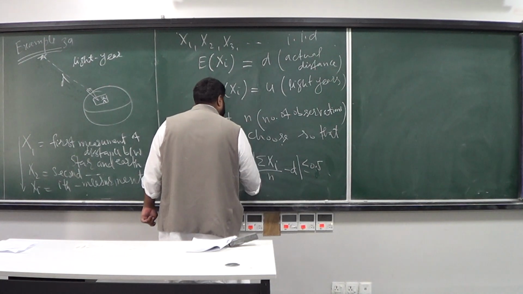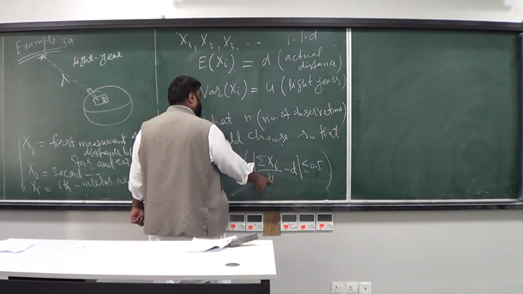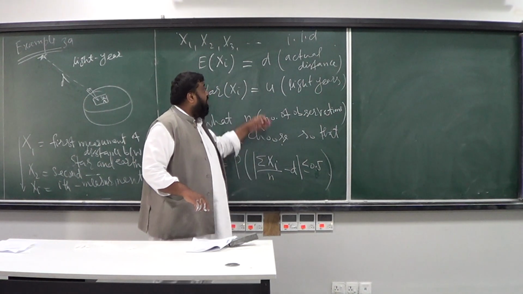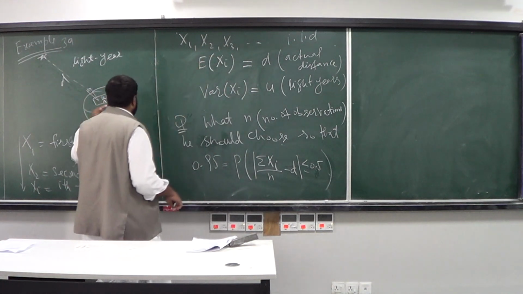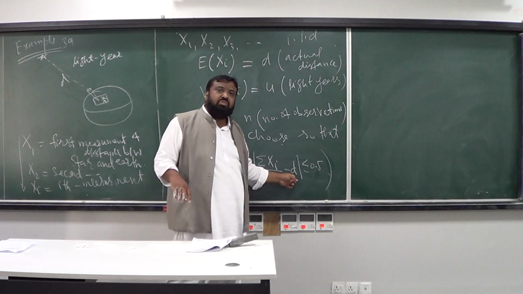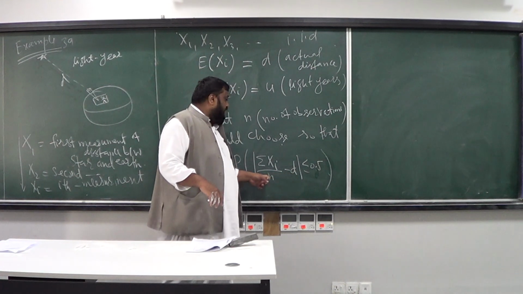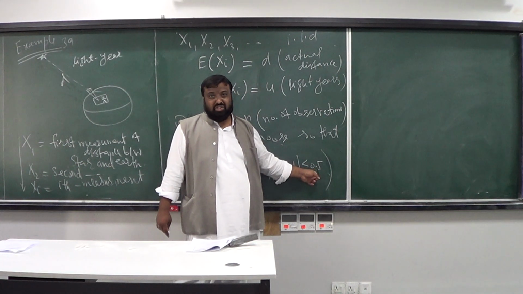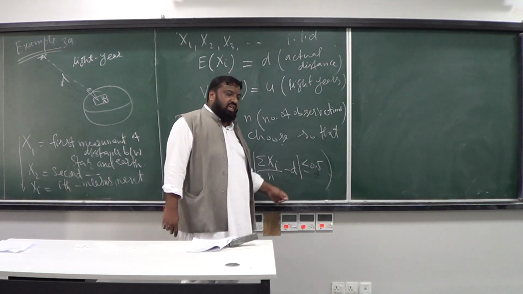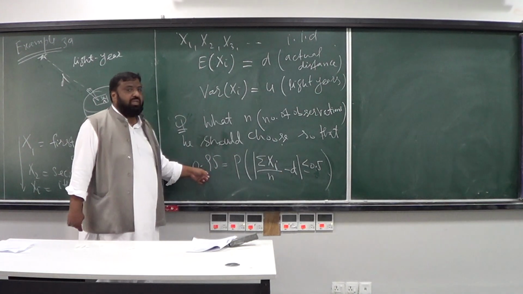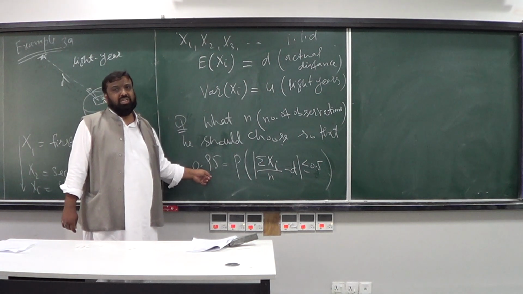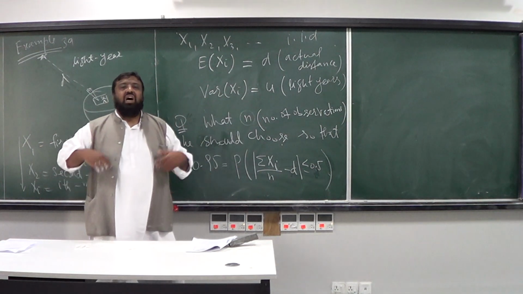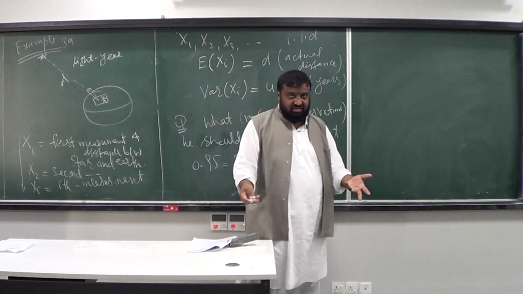So he wants to compute this n such that the probability that the difference between the average of the observed distances and the actual distance between the star and the planet is not more than 0.5 light years. He wants this event to happen with 95% confidence, or 95% probability. The question is, what should he choose n to be? In other words, how many observations should he make?